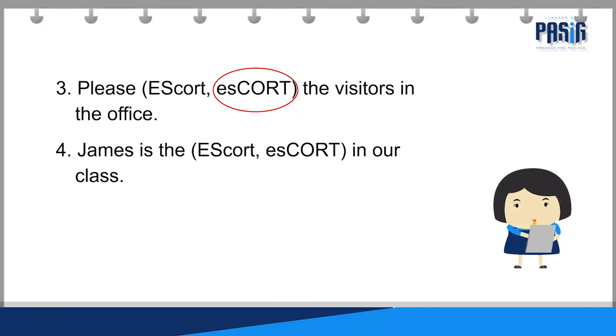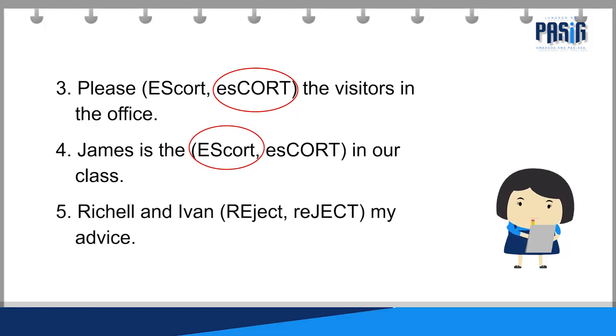Number 4. James is the escort in our class. What's your answer? Escort. Correct. Number 5. Rochelle and Ivan reject my advice. What's your answer? Reject. Correct.